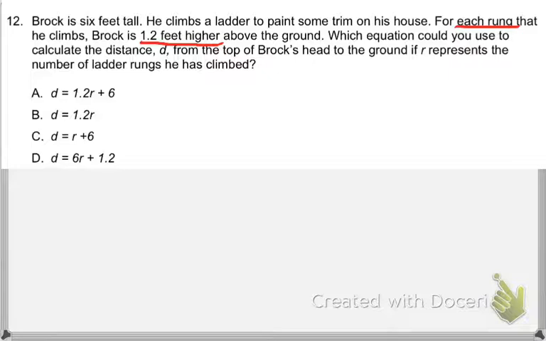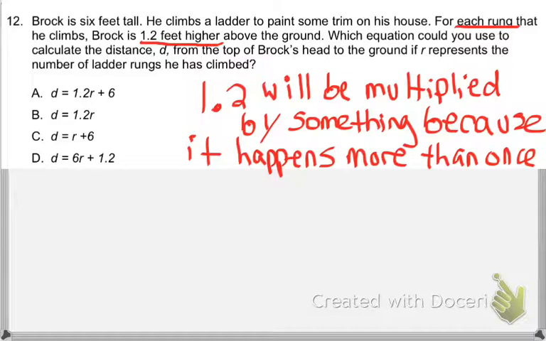So because that happens more than once, this value of 1.2 is going to be multiplied by something because it happens more than once. Okay, so let's look for another value. And you look for other numbers, trying to see what's something else going on. But you'll notice it doesn't quite mention it, but it was in the very beginning. Him being 6 feet tall, that height, he's only ever going to be 6 feet tall. He's never going to get 12 feet tall, 18 feet tall. That's not going to happen. So that's a constant. So his height of 6 feet tall only happens once.